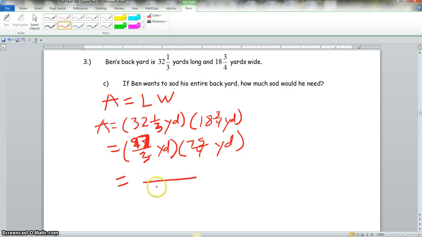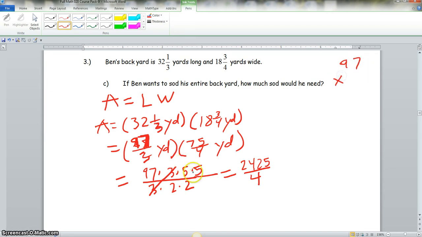Now I would suggest taking a prime factorization. We had 3 in our denominator, and 4 breaks down to 2 times 2. Now 97 is prime, but 75 can be broken down to 3 times 5 times 5. Now these two sets of 3's will simplify out, and our denominator would be 4. And now we will have 97 times 5 times 5. This would give us 2,425.